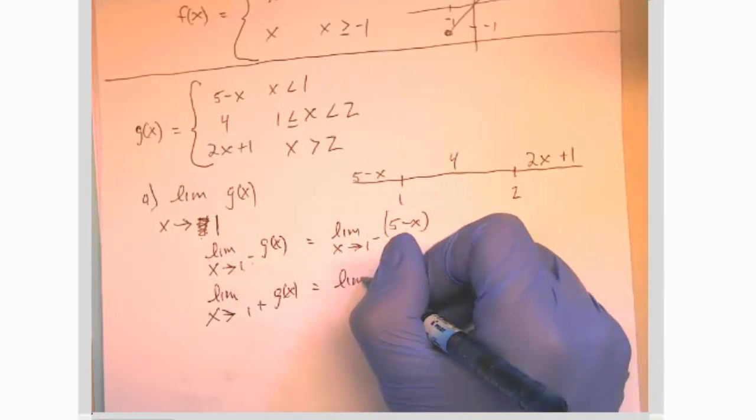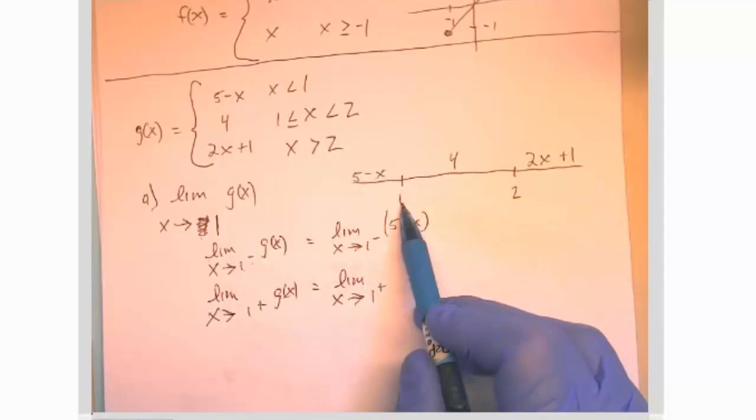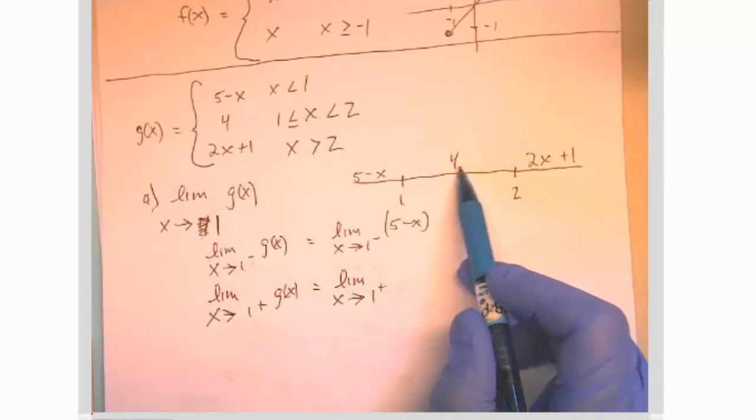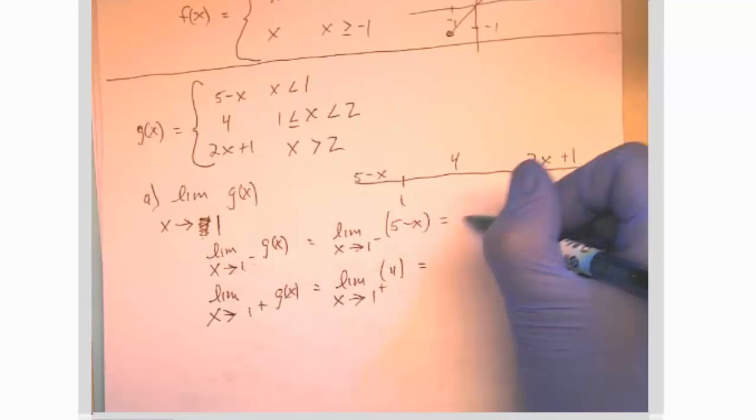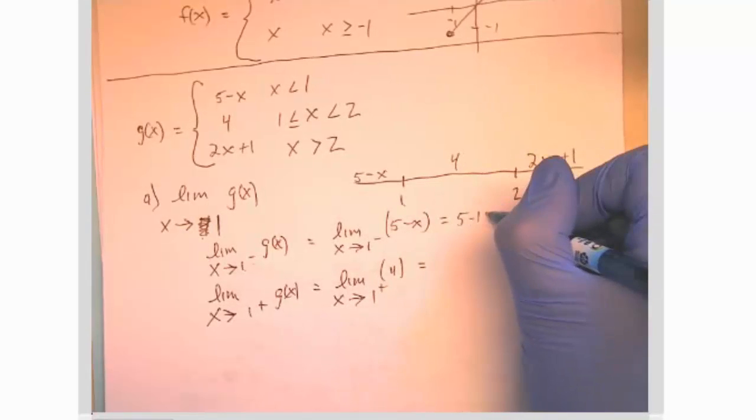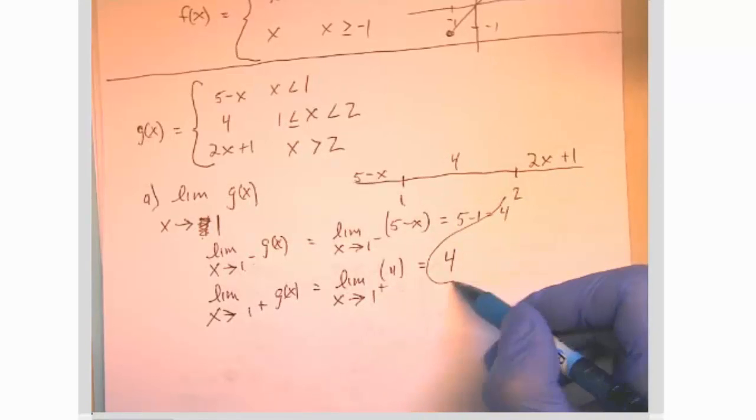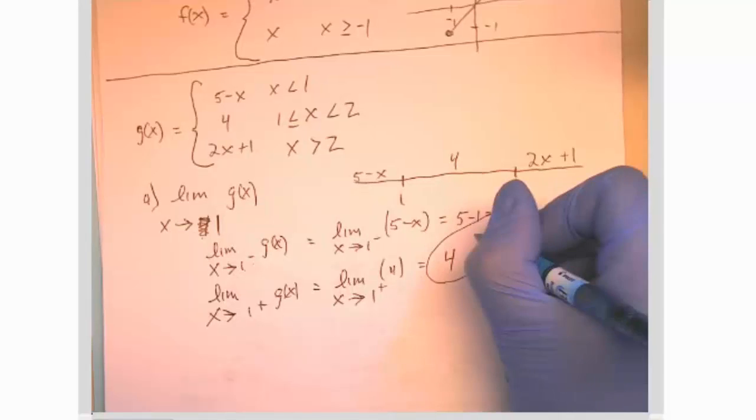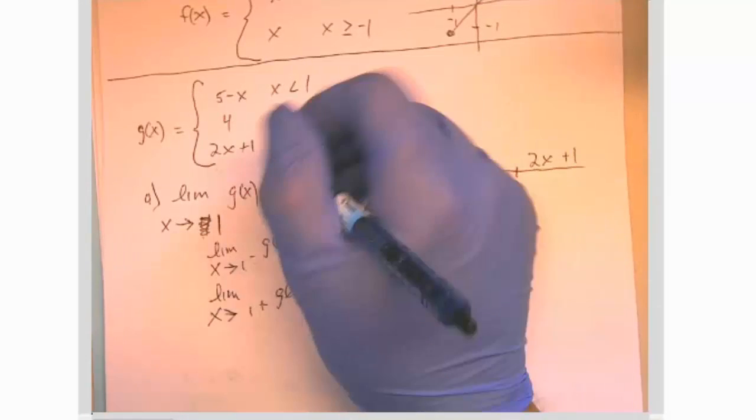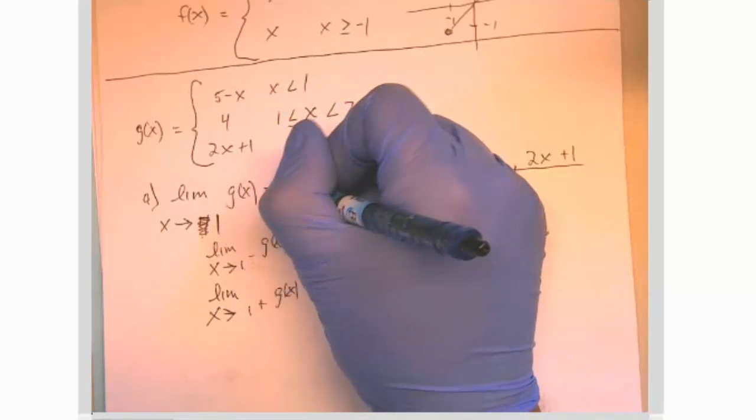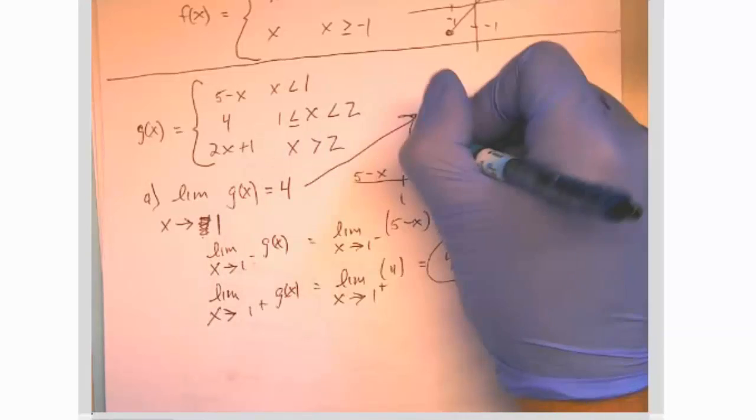What about as we approach 1 from the right side? What do we use for g of x when we're approaching 1 on the right side of 1, very close to 1? The answer to that is we use the value 4. It's a constant. So to evaluate the left-hand limit, we replace x with a 1, and the limit of a constant is equal to itself. So we have 4 equals 4. The left-hand limit equals the right-hand limit, and the two-sided limit is also equal to 4.